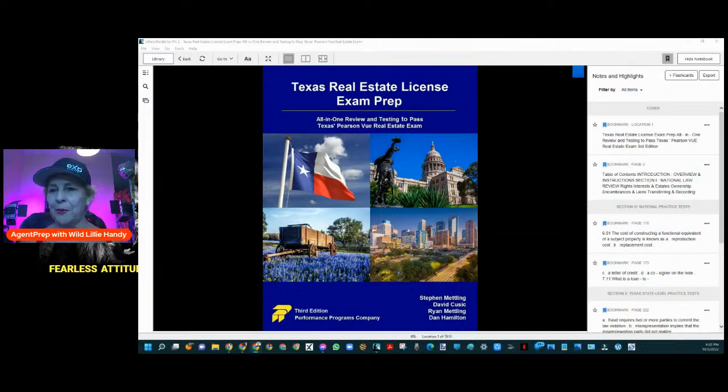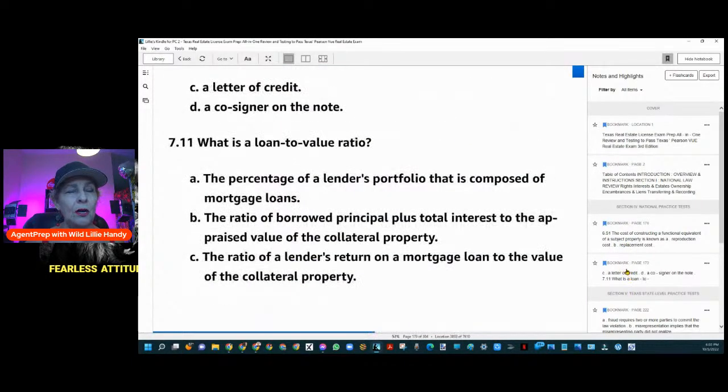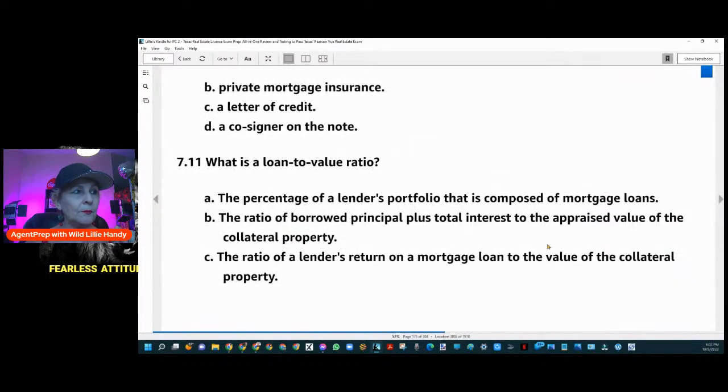Okay, so this is the book that we're using by Medling out of the East Coast, actually out of Florida. So they had to deal with the Florida hurricane and flooding and all that. So we're continuing on with national questions today and also then Texas state questions. So we're starting out with question 711.